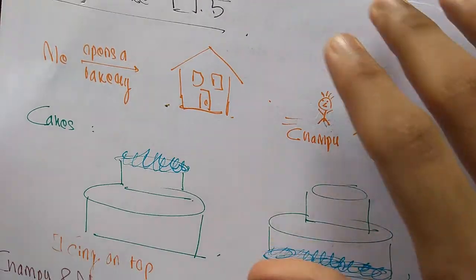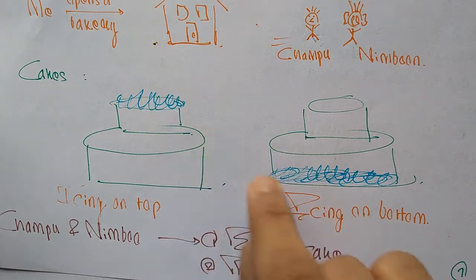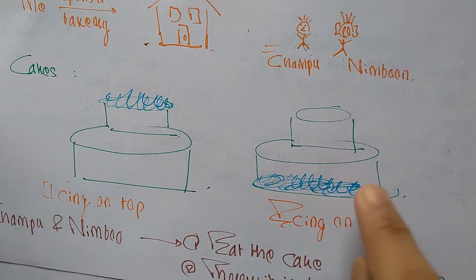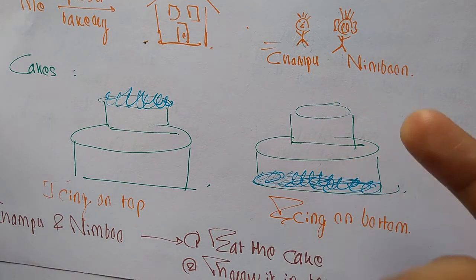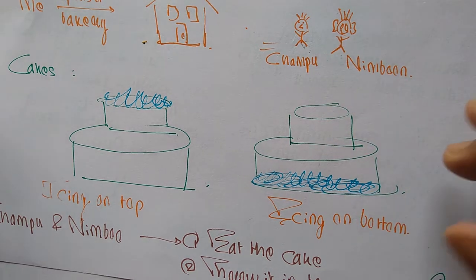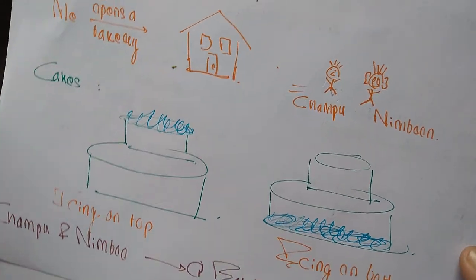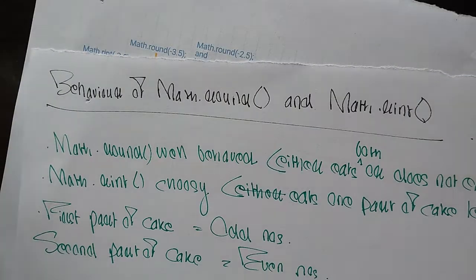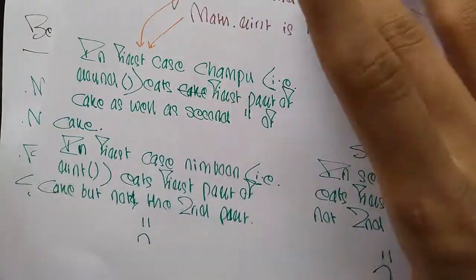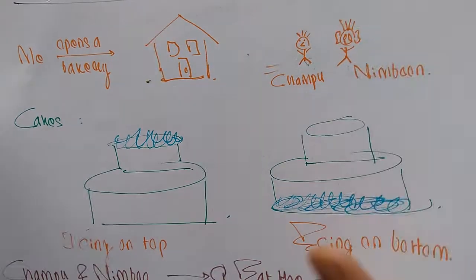Okay, so I give them two cakes, one which has icing on the top and another which has icing on the bottom. I just made the cakes for fun. I'm like, these people are dumb, they won't understand, let them eat whatever they want. So you know what Champu does? Champu eats the first part of the cake as well as the second part of the cake.